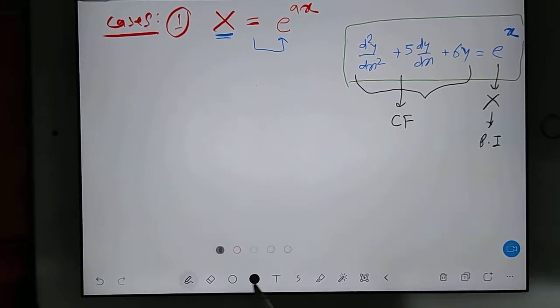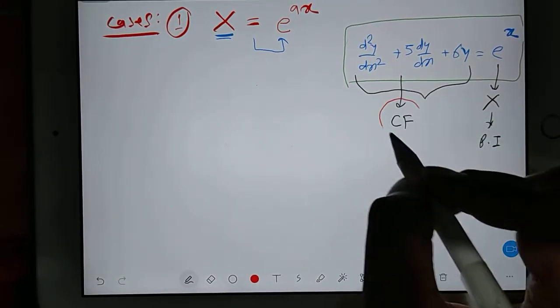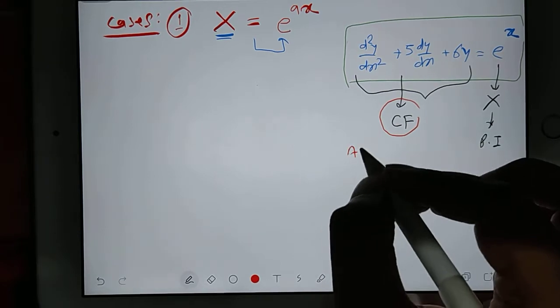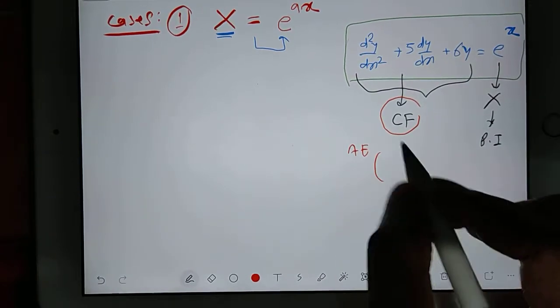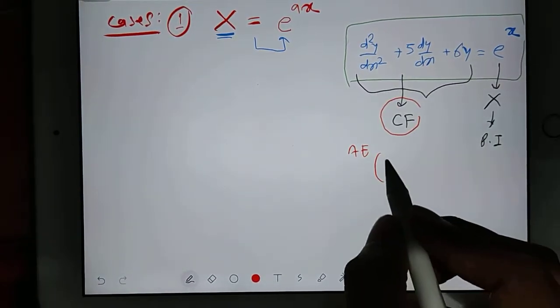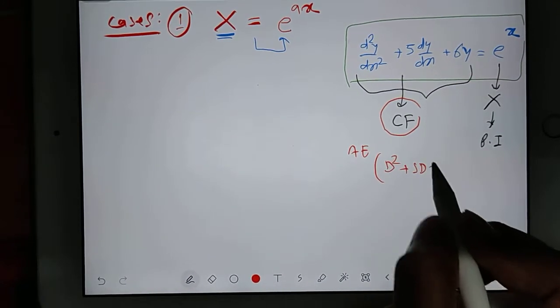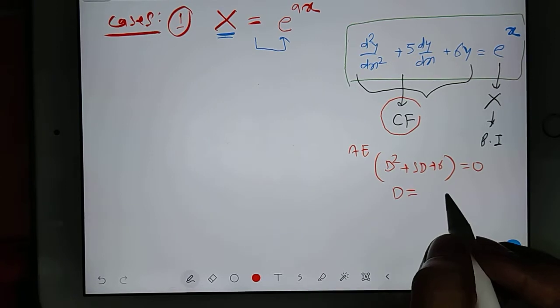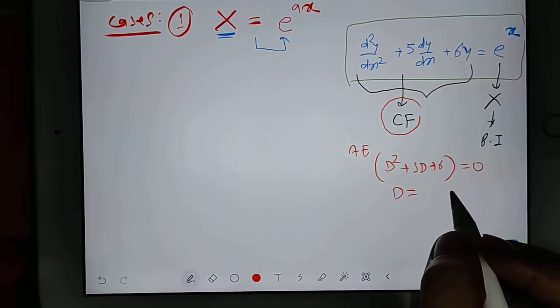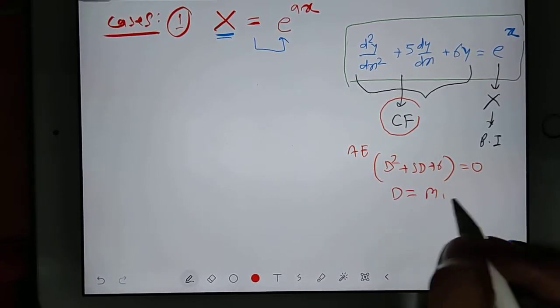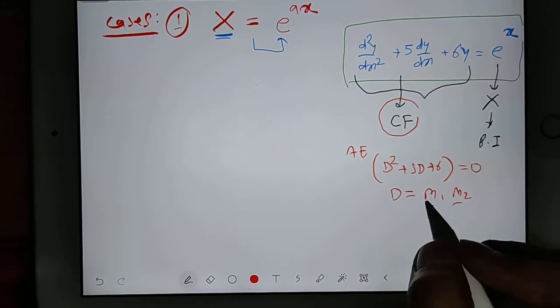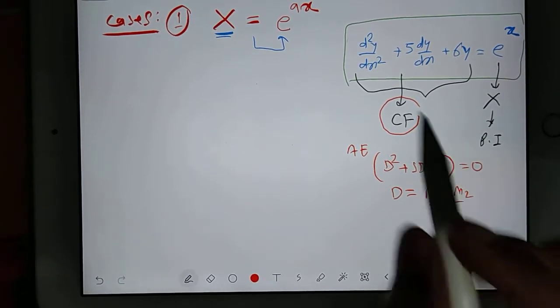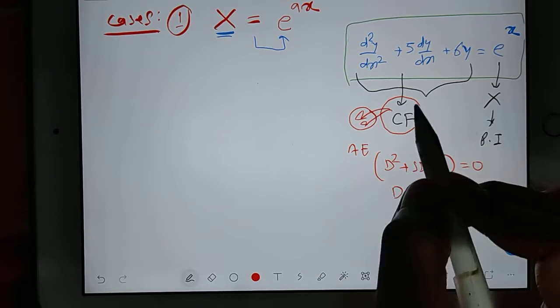Okay, now come to the point. How to find the complementary function? For that you will make the auxiliary equation. That auxiliary equation in this particular question will be d square plus 5d plus 6. Okay, you will put it equal to 0 and you will find two values of d. Those two values of d will be nothing but the two roots m1 and m2, and we have already discussed how to find the complementary function. You go and revise how to find the complementary function in the previous lecture.